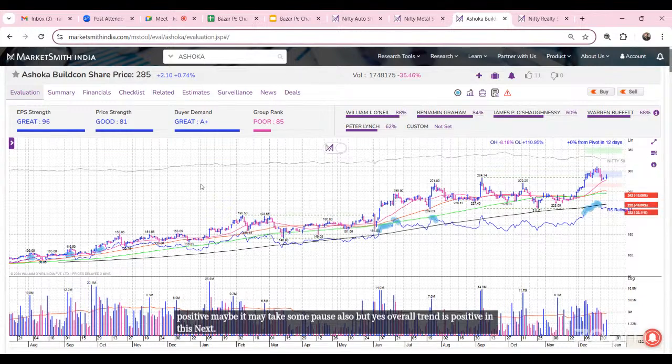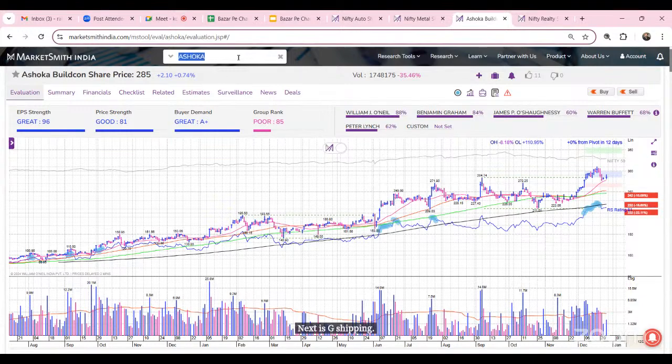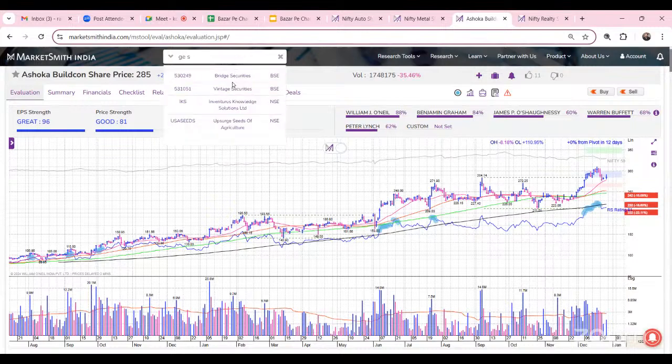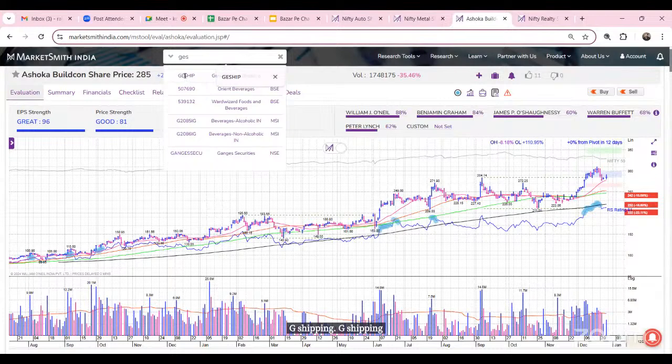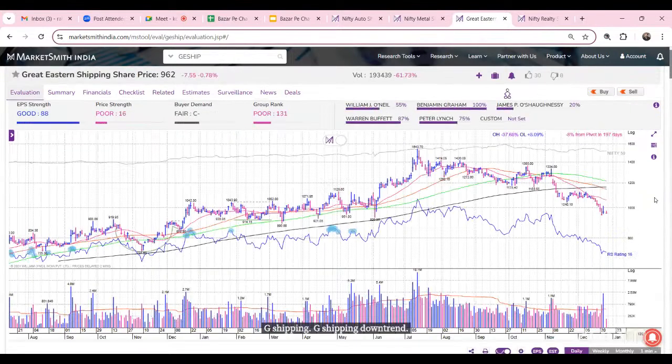Next is GE Shipping. GE Shipping is in a downtrend. Avoid it for timing for buying purposes.